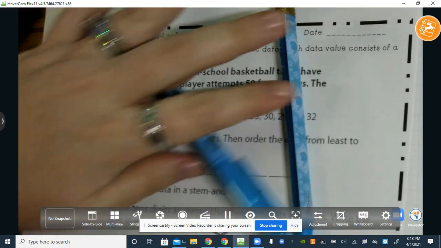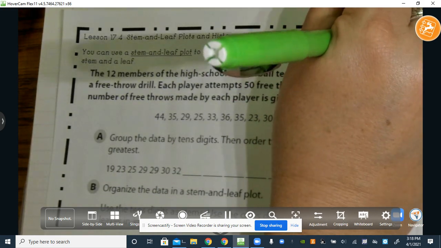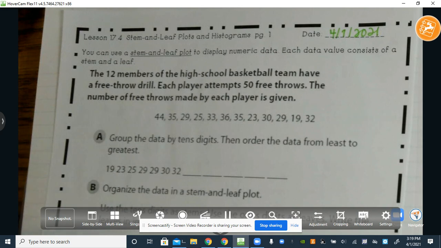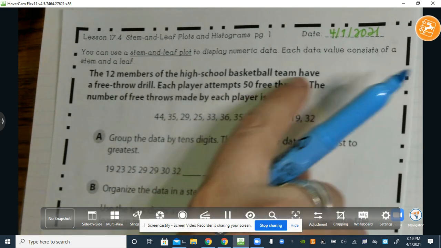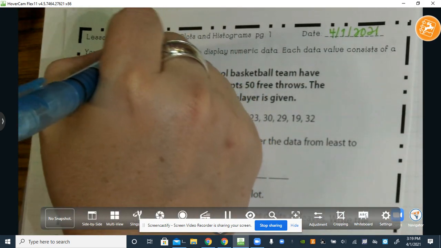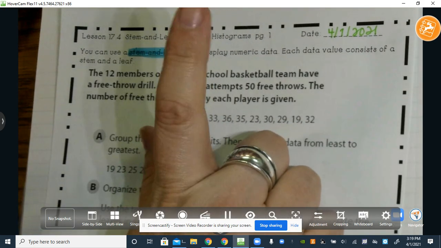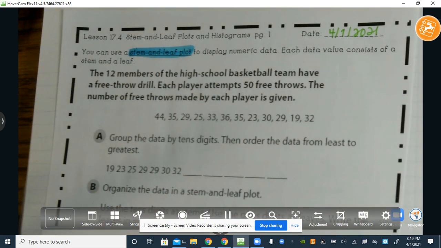Okay, and today again is 4/1/2021. And you can use stem and leaf plots to display numeric data. Each data value consists of a stem and a leaf. It's just another way to display data, just like a box plot, just like a dot plot.